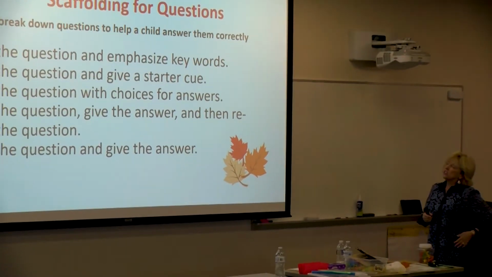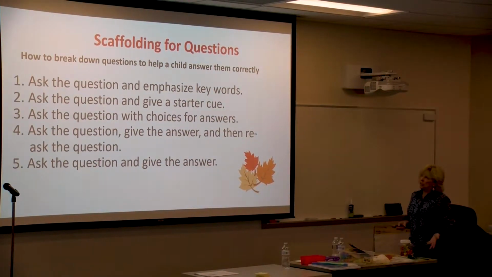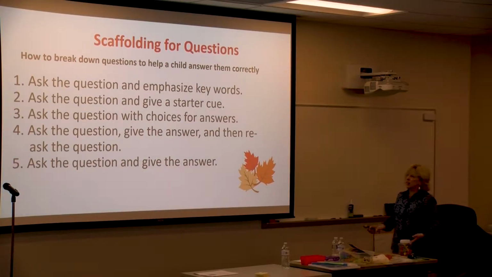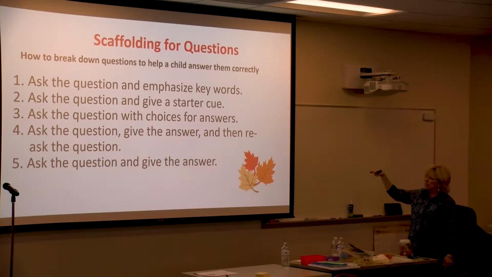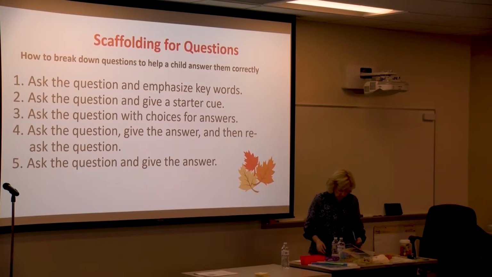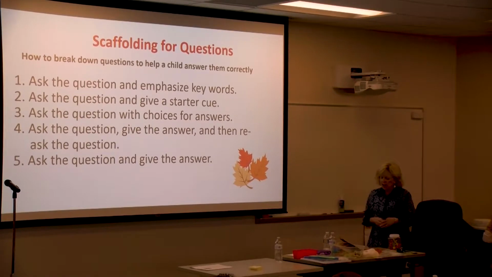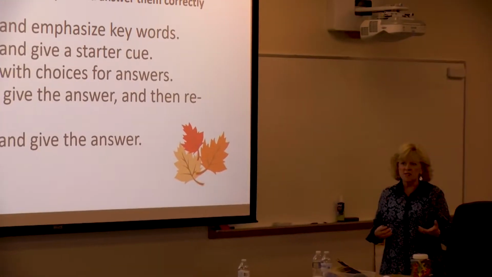So, just like a scaffold supports a building, here's a way to support a child's ability to answer questions. These are some different methods that you could use when you're asking questions to help the child respond in an appropriate way. These ideas start with the least help and progress on down to the most help. So the first example is ask the question and emphasize key words. So if your question was, how did the chameleon feel at the end of the story? You would ask, how did the chameleon feel at the end of the story? You're emphasizing the key words that the child needs to process to answer that question correctly.